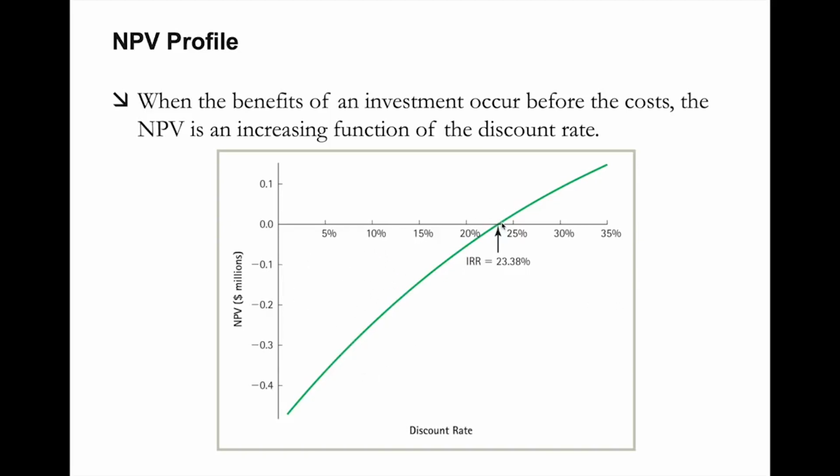And when the discount rate is greater than the internal rate of return, we should accept the project because our NPV is now positive. So notice the slope of the NPV profile and how it's changed. In the previous example, it was an inverse relationship, and now it's a positive one. So the NPV rule is essentially completely flipped.